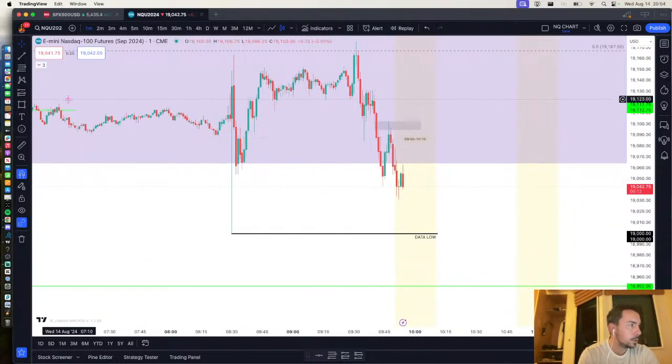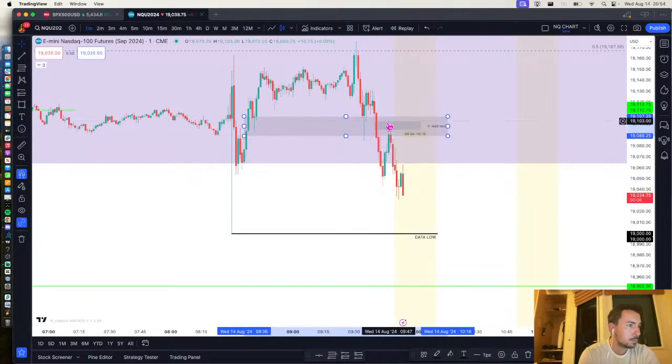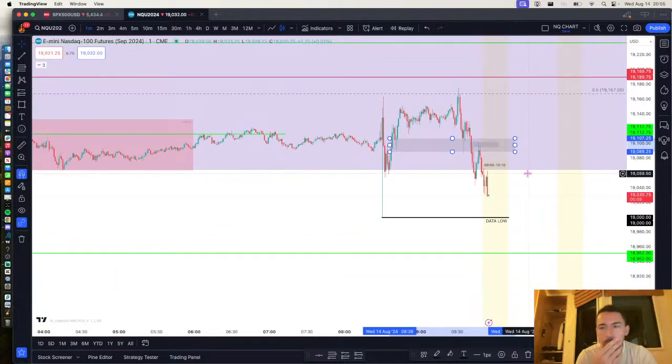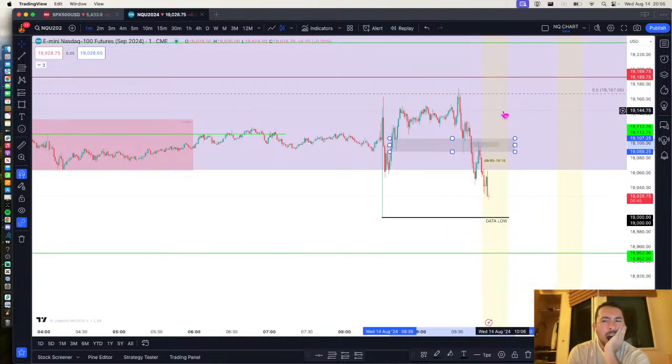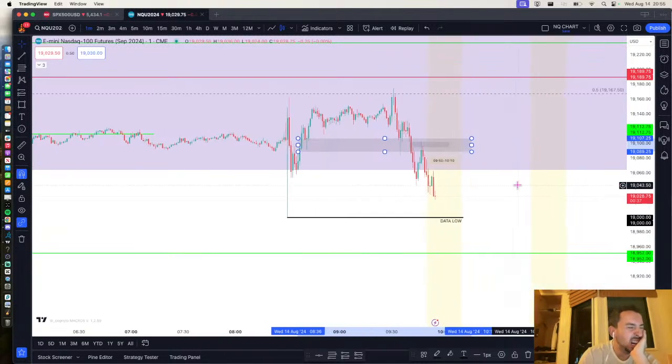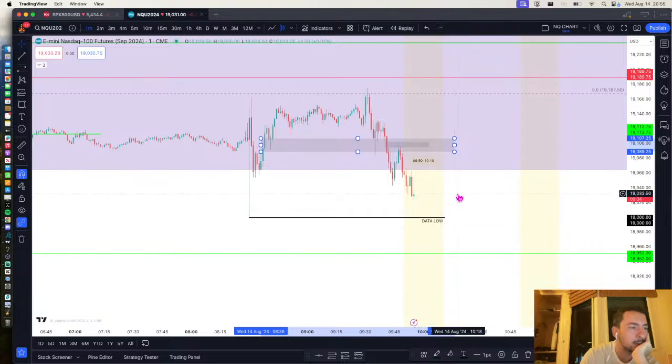We did have this IFVG right here, right, that we closed below. Then we came back, we retested this FVG within an FVG, and now we're continuing down. So the odds are now very high that we're going to hit this data low. I mean, I'm not going to lie, but... You guys can try a 1-to-1 trade if you want, but to me it's just not worth it.